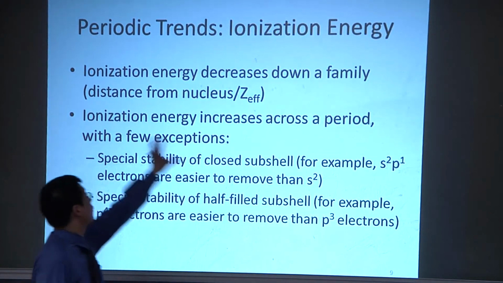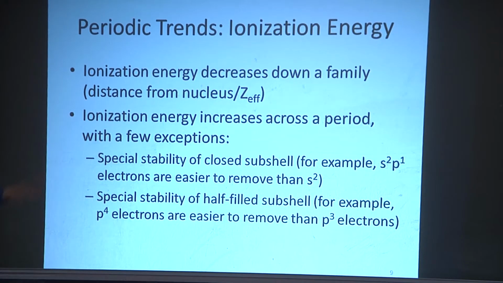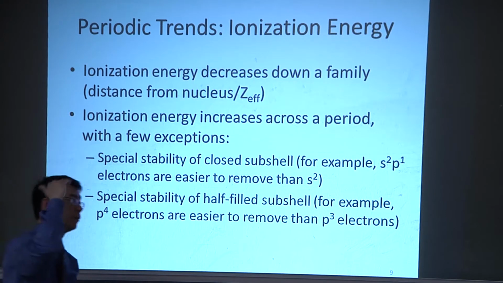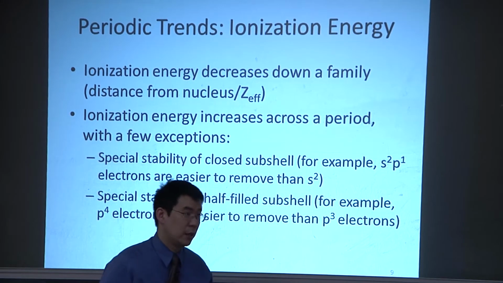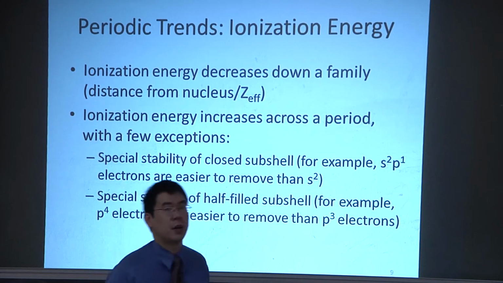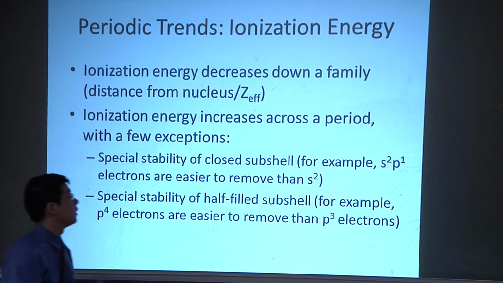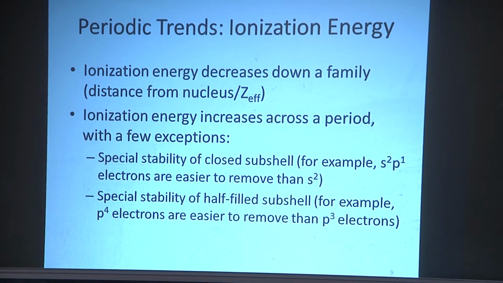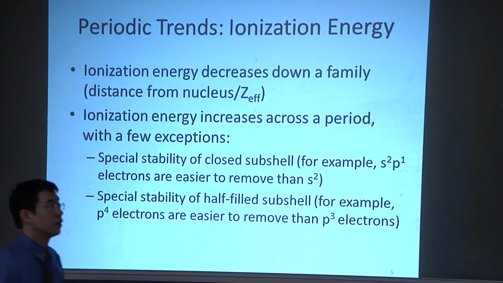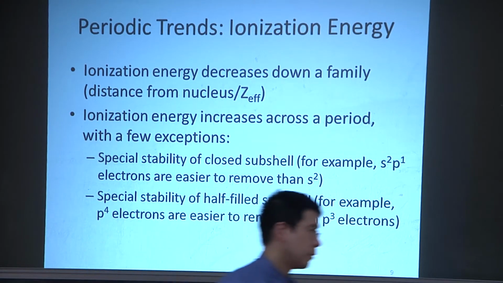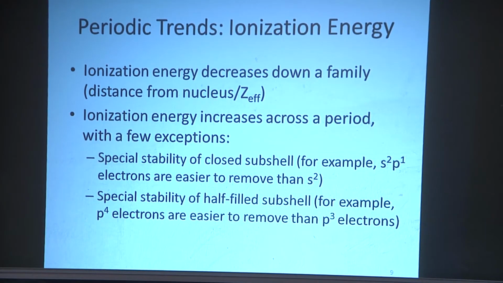Okay, so let's think about trends. Ionization energy decreases down a family. So as you go from lithium to sodium to potassium to rubidium and so on, as you go down the column, down the family, the first ionization energy decreases. That means for cesium, which is down at the bottom of the table, it's easier to remove the first electron than it is for lithium. And the reasons for that, we can think about it 2 different ways.